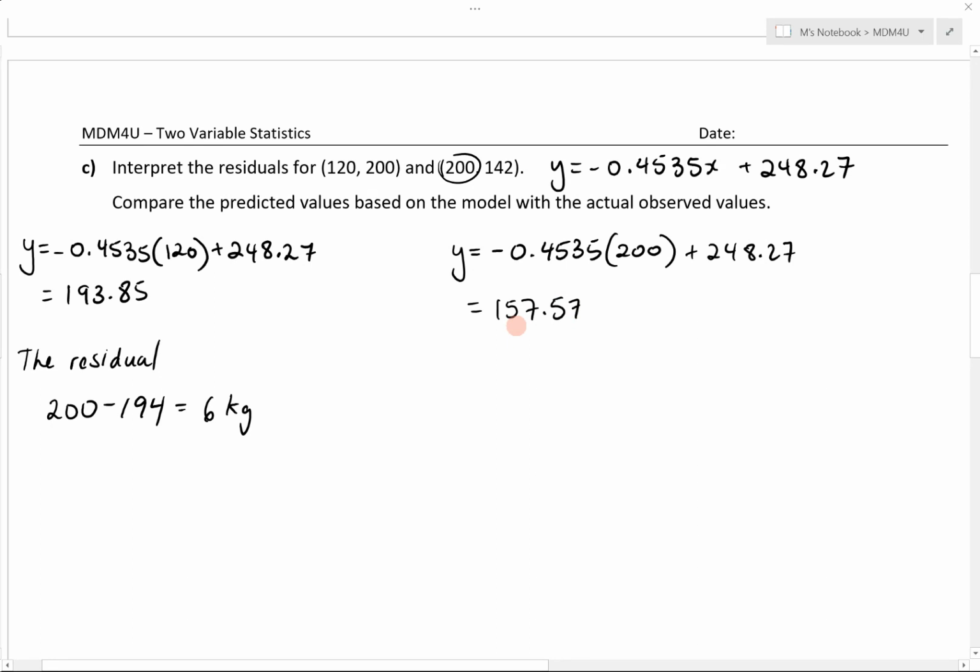Okay, so if I round that, then the model predicts a garbage mass of about 158 kilograms, while the observed mass value is 142 kilograms. So the residual for this point is now actually negative. If I calculate it here, the residual is the observed value, 142, minus the predicted value, 158, and that's equal to negative 16.